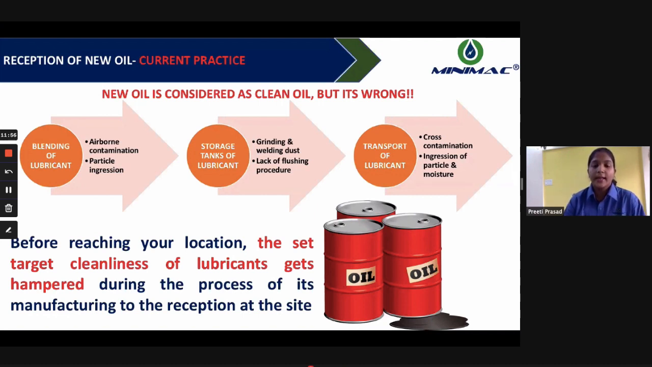And this contaminated oil, which has slightly degraded the target cleanliness by now, is then transported to us. During the transportation process, there is also an ingress of washers and particles, and the storage area and storage methods will directly hamper the quality of lubricants. So this is the current practice. And we believe that the new oil is clean oil, but that's not true.